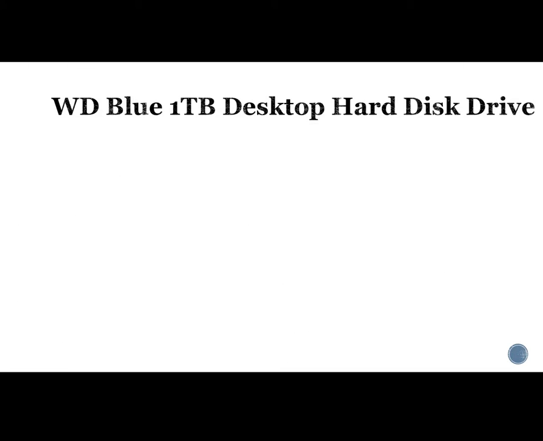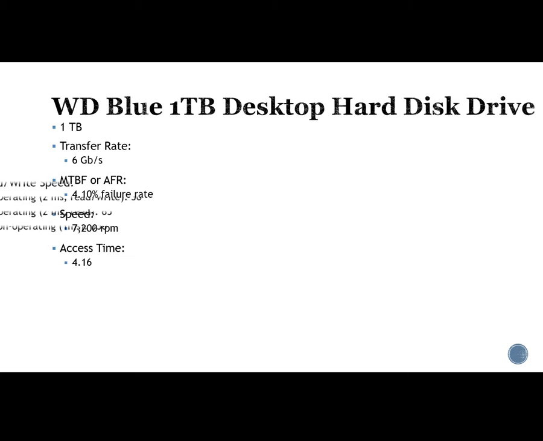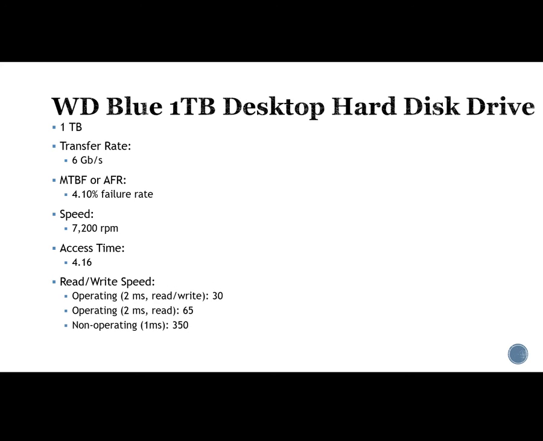Okay, so our next drive is the Western Digital Blue 1 terabyte desktop hard disk drive. It's 1 terabyte. The transfer rate is 6 gigabytes per second. It has a 4.1% failure rate. The speed is 7,200 rotations per minute. The access time is 4.16. The buffer size is 64 megabytes.